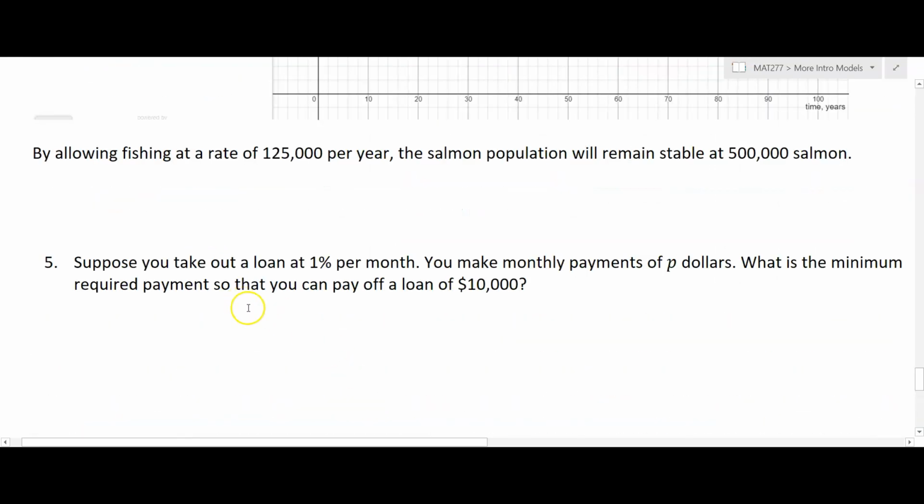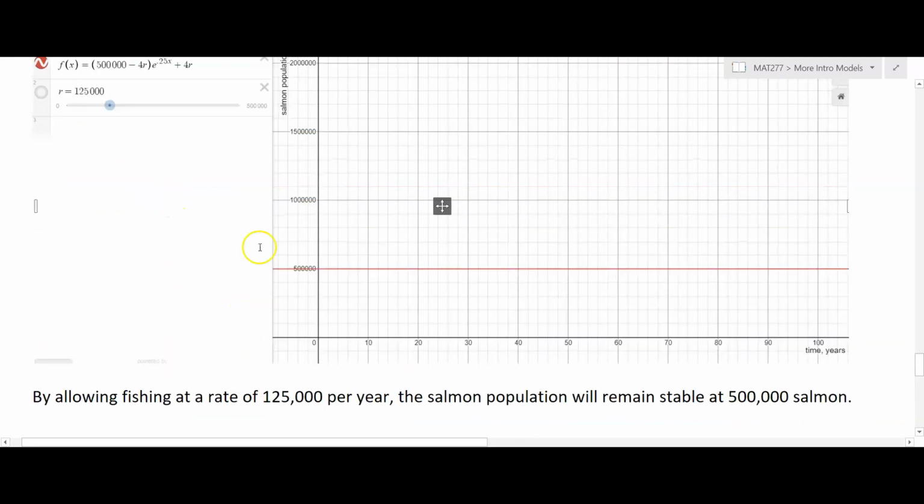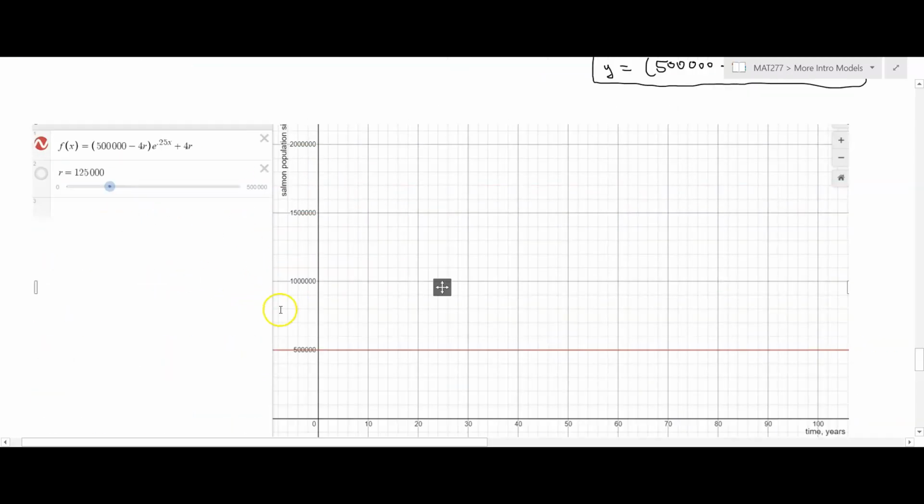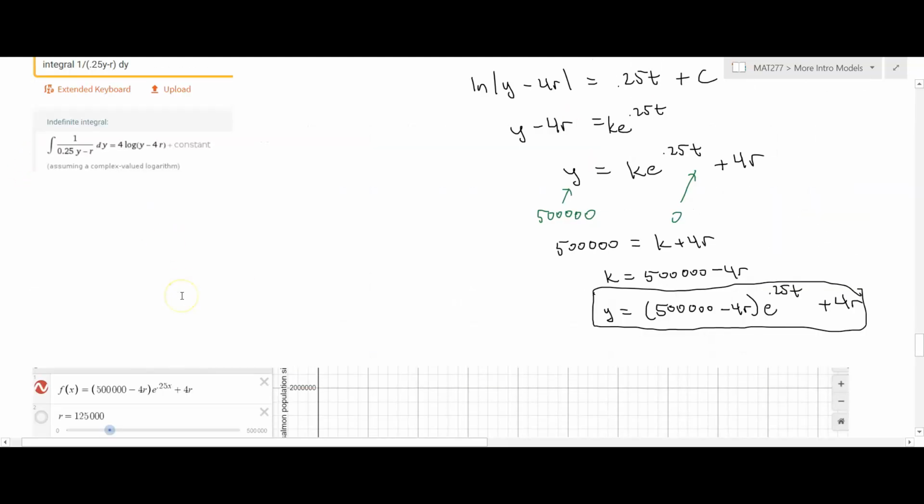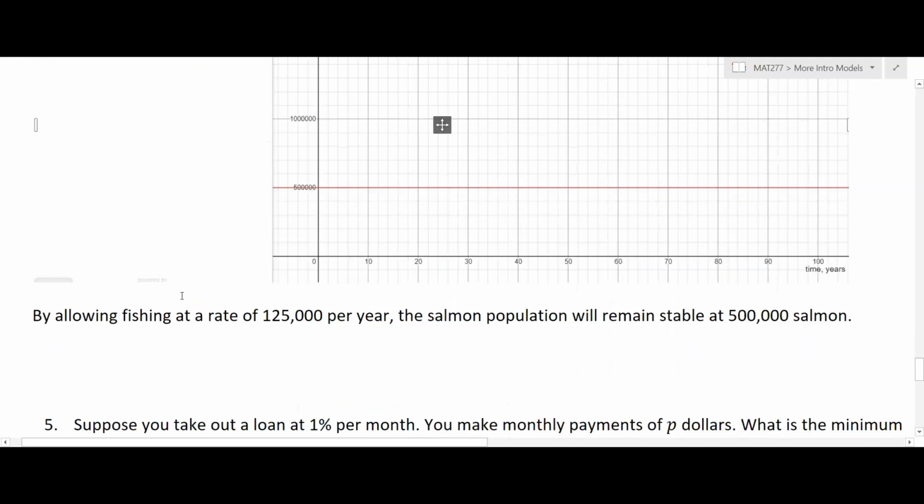All right, we'll take a look at one more problem, and in the next lesson we'll take a look at that 125,000 and how we could think about that 125,000 without having to go through this whole solution process. Some other techniques in analyzing differential equations.